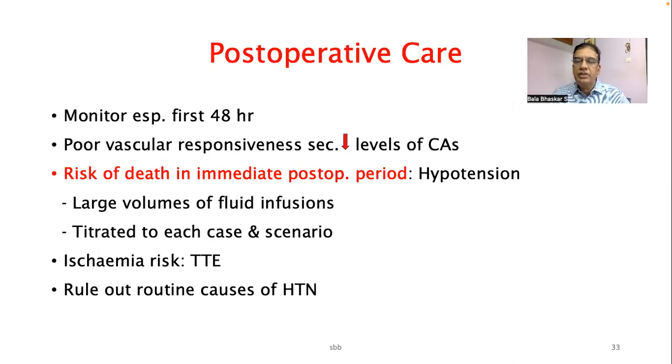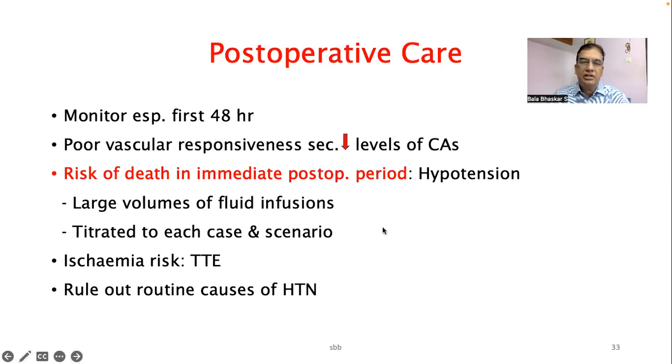Postoperative care is very important here because we are all talking about the hypertensive status. There will be continued poor vascular responsiveness secondary to reduced levels of catecholamines in the circulation. And there is risk of death also in some of the patients because of hypotension. We need to give large volumes of fluid infusion in the postoperative period also, and we have to titrate the vasopressors for each case separately.